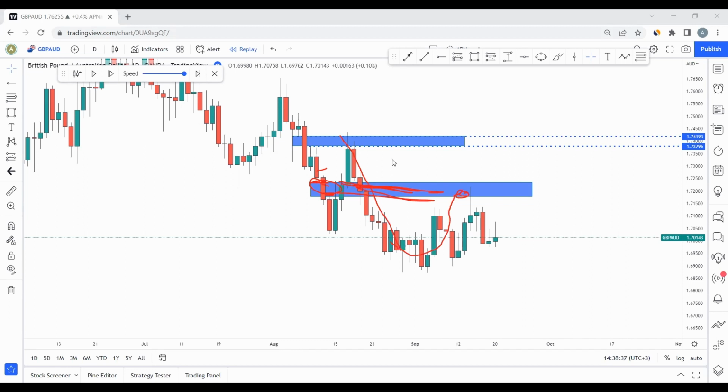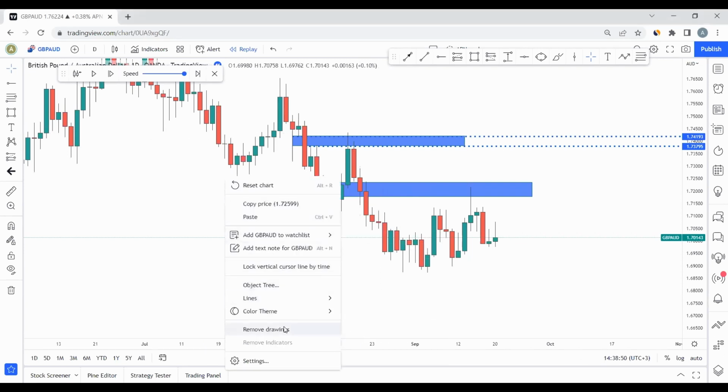Now, as the market was going down, let's check. Was there another imbalance? Now, I want you guys to observe here. Here, the market was moving while filling. You see, it created this wick. A candle came, then it came and filled it. Let me just clear all this. Let me remove these drawings.